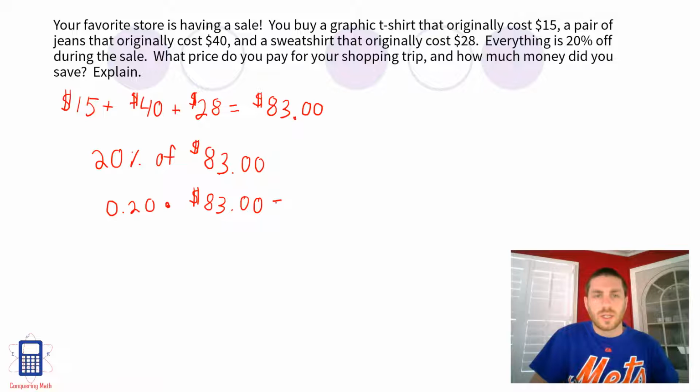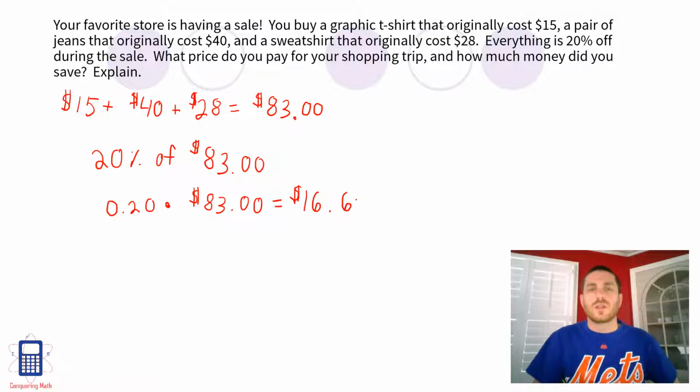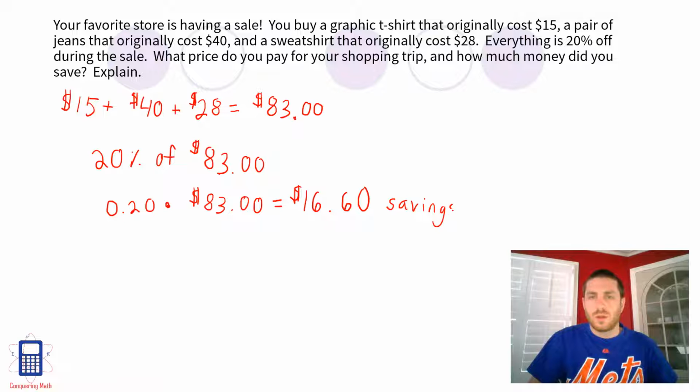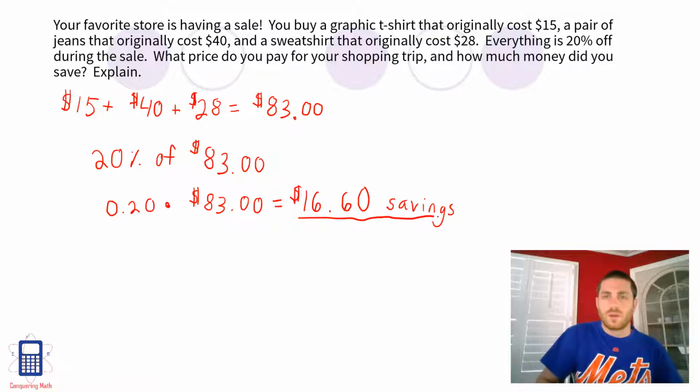And so if you go ahead and plug that in, $83 times 0.20, or 20 hundredths if you want to use the proper name, is $16.6. It says 0.6 on your calculator, but you've got to remember that you're dealing with money. You have to have 2 decimal places, so you've got to add that extra 0. So it's actually $16.60. So $16.60 is the amount that we save on all of the items. So we'll write savings next to that. And that was important, so we'll underline that one.